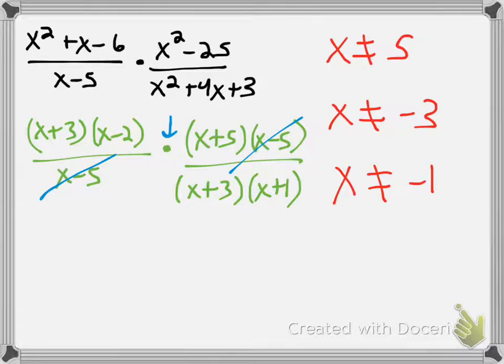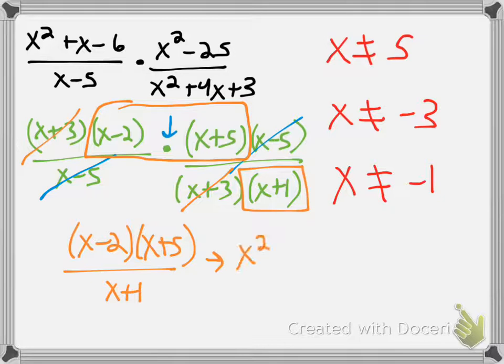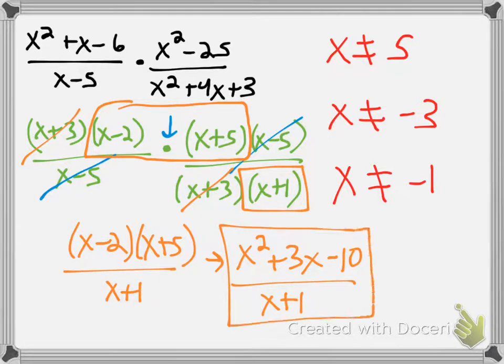But really, we could rewrite this as one big long fraction. They don't have to have common denominators. So I can eliminate the x minus 5s. I can also eliminate the x plus 3s. And so really, I'm left with x minus 2 times x plus 5 over x plus 1. So when I do that, I will get x squared plus 3x minus 10 over x plus 1. That is my simplified answer when I redistribute my numerator.